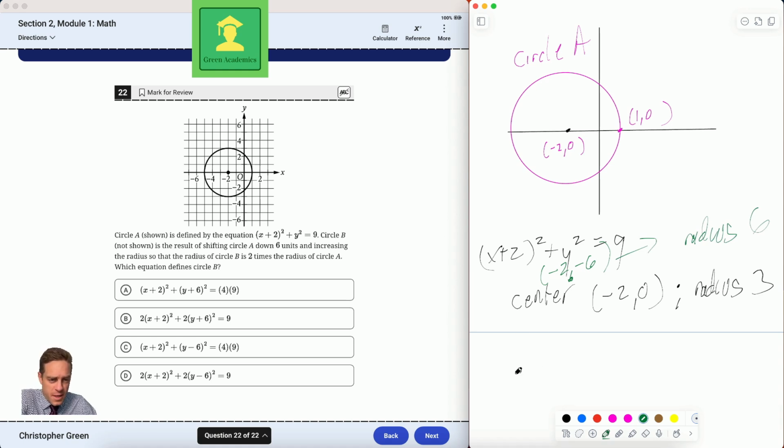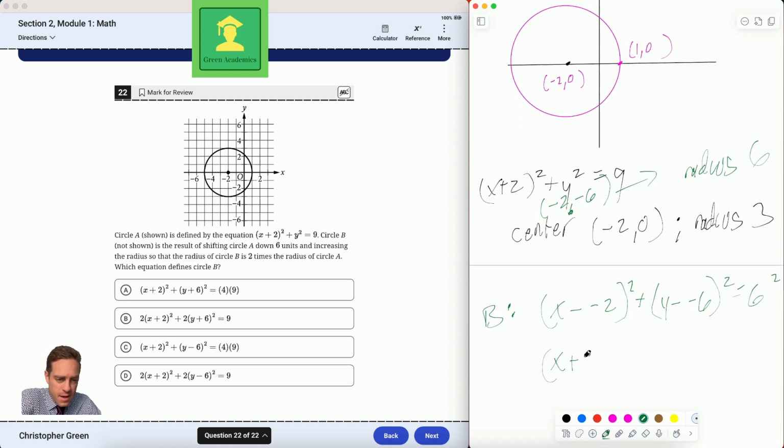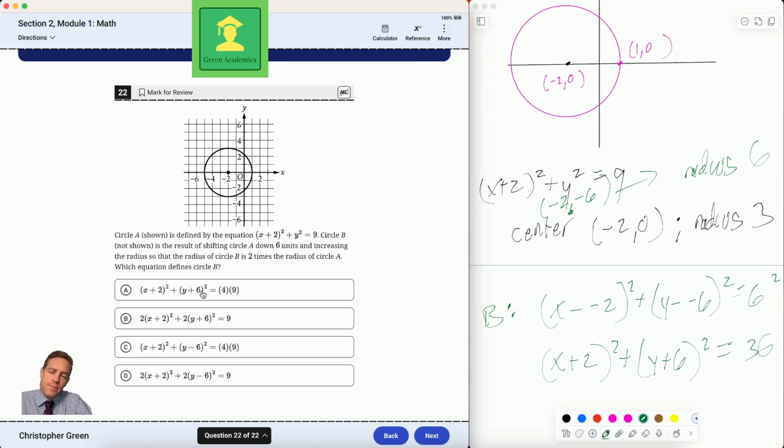So its equation would be, I'm going to write it the super long way, x minus -2 all squared plus y minus -6 all squared equals 6 squared, which is x plus 2 squared plus y plus 6 squared equals 36. Which they strangely write, well, I guess they quadruple it. Yeah, that's kind of a weird way of writing it, but of course it's A as an apple.